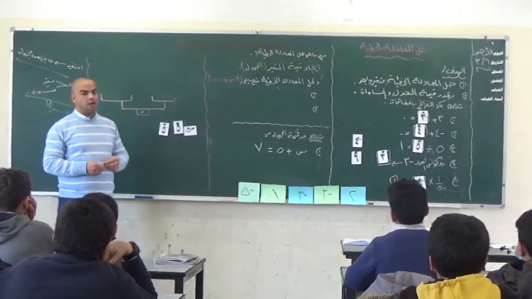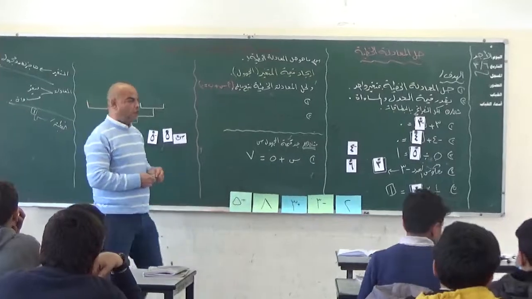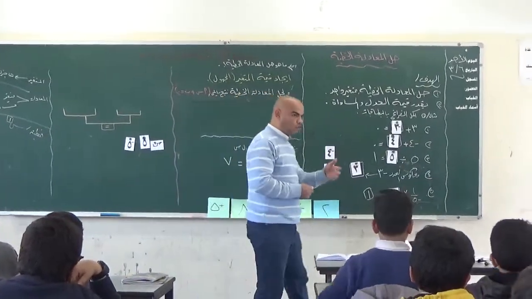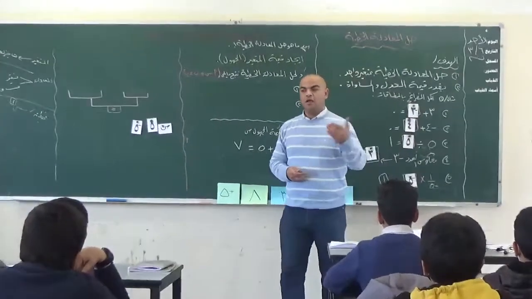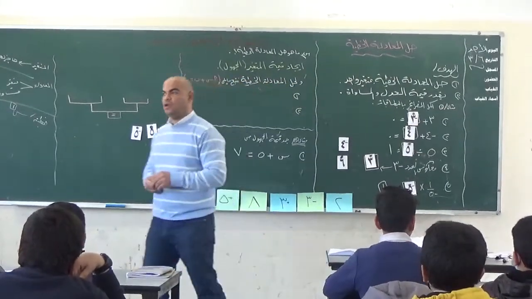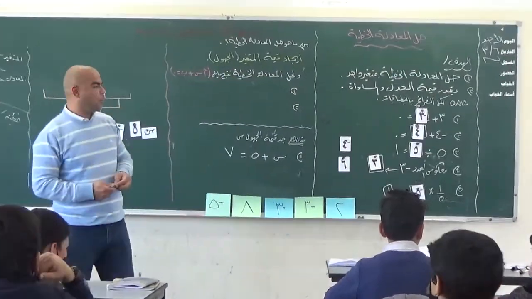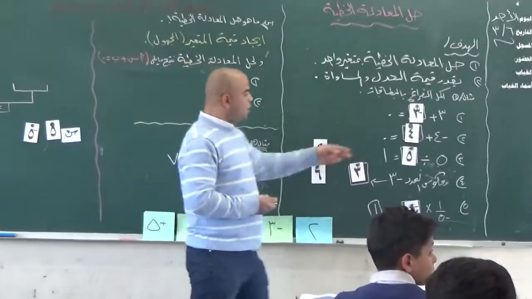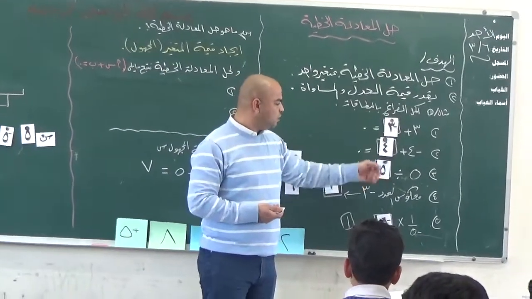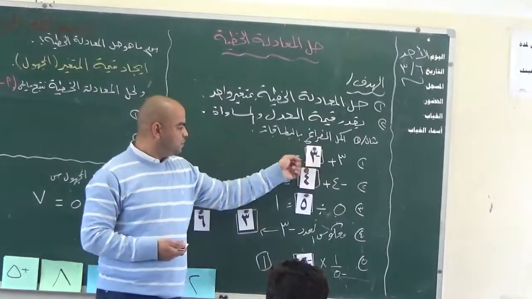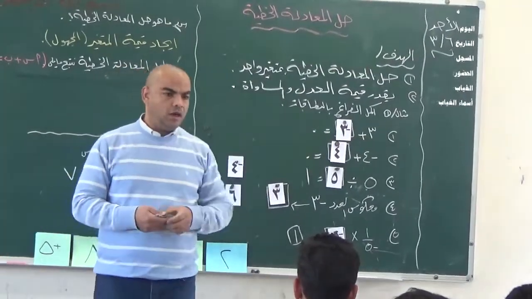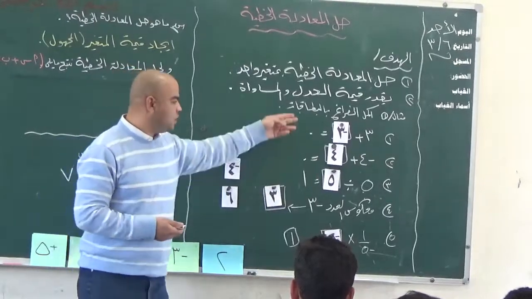Let's return back to our lesson, solving the linear equation. This is the third class for the same lesson. Firstly, we got to know the equation. Secondly, the linear equation. Today, we are going to start solving the linear equation. We started with an example today: 3 plus space equals 0. The students solve these equations.